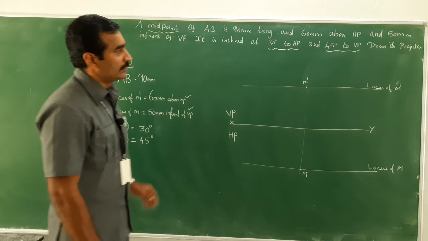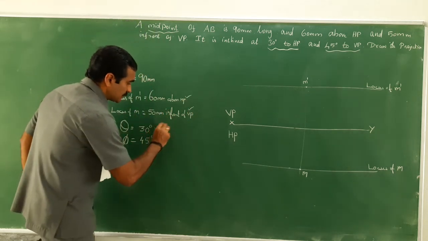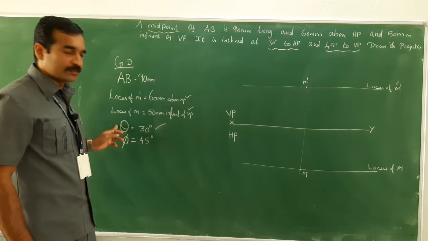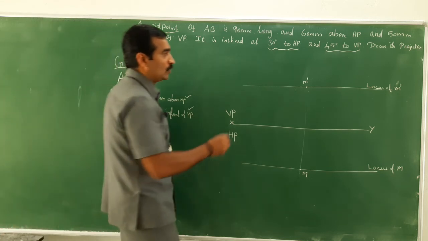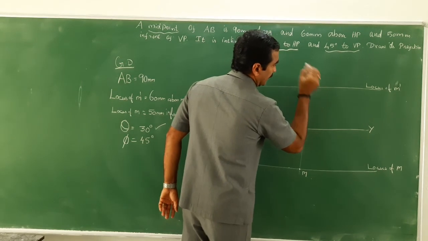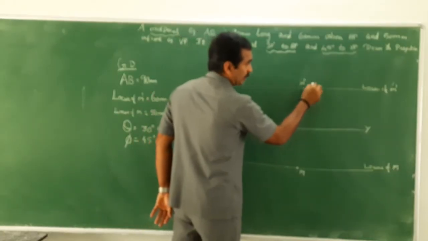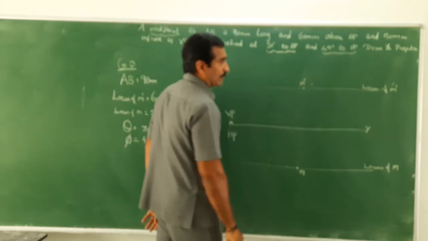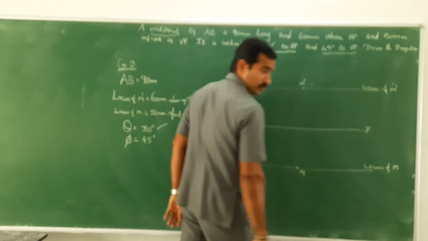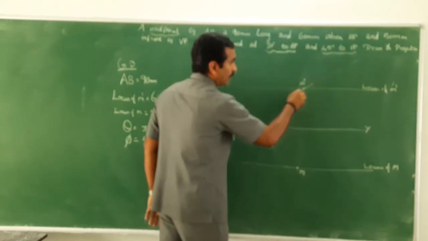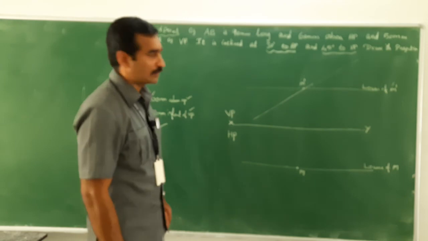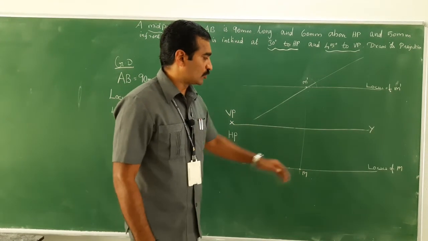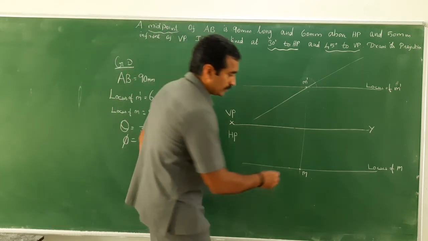Next I am going to utilize the third data, which is theta, that is the true inclination with HP, which is 30 degree. Now keep the protractor in this manner. From the right extreme, take 30 degree and draw a line passing through M dash, above as well as below the locus of M, right? Similarly, for M also you will have to take 45 degree, right? Take 45 degree.